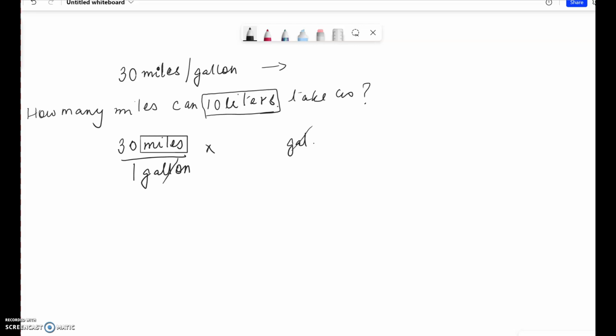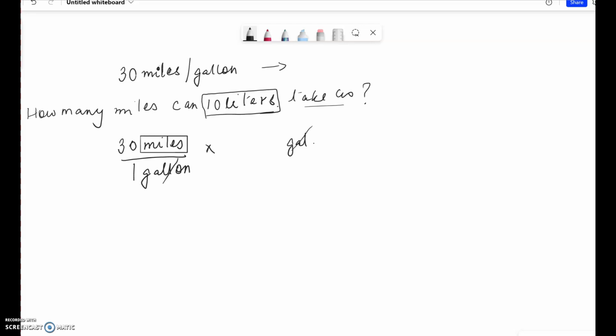So suppose our car gives us 30 miles per gallon. So for every gallon, your car can run 30 miles. You can drive 30 miles if you have 1 gallon in your gas tank. So how many miles can 10 liters take us? Like how many miles can we get out of 10 liters of gas?